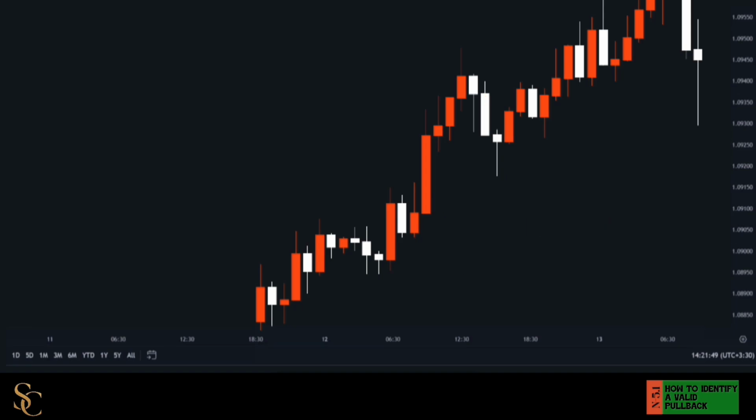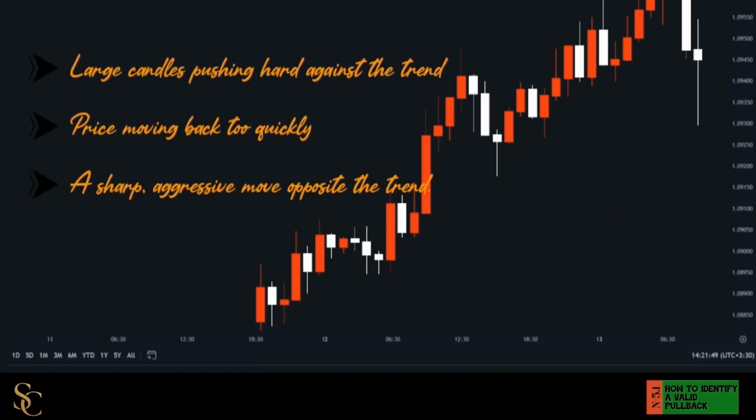Why this matters? If the pullback becomes too strong, for example, large candles pushing hard against the trend, price moving back too quickly, a sharp, aggressive move opposite the trend, then it might not be a pullback anymore. It could be the start of a reversal.